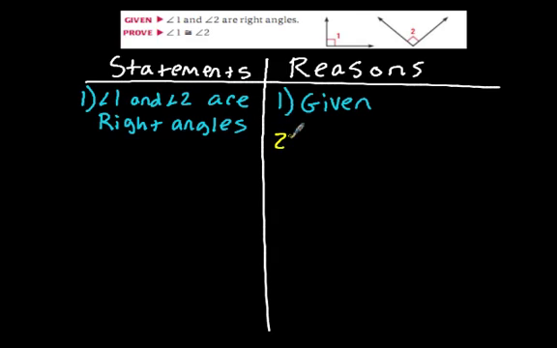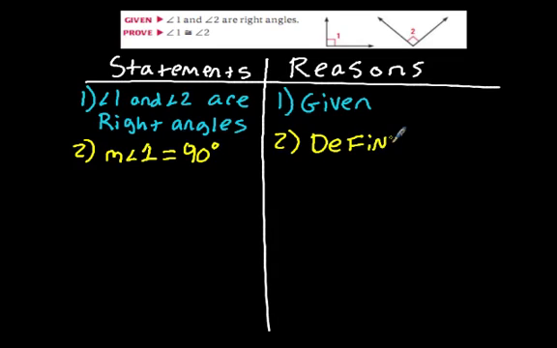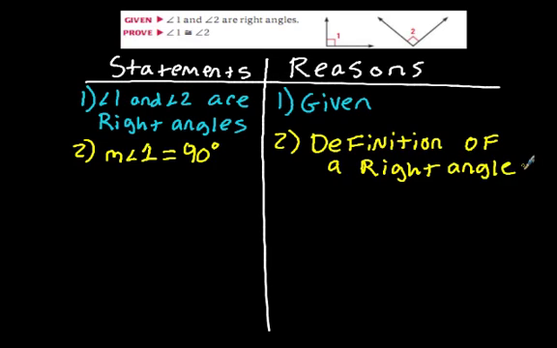Alright, number 2. Well, let's flow from the given here, and because angle 1 and angle 2 are right angles, I know that the measure of angle 1 equals 90 degrees. And the reason is the fact that it's the definition of a right angle. Simply enough.